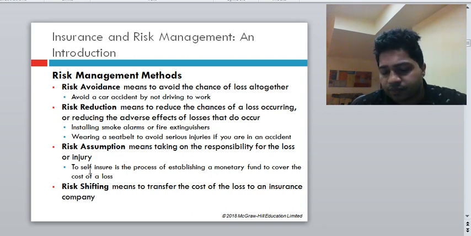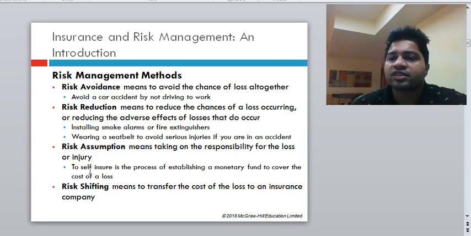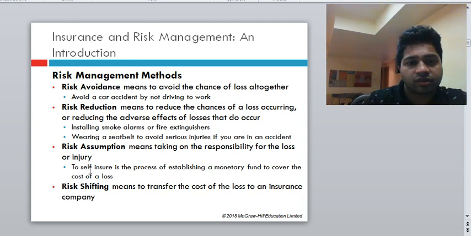So what do I do? I calculate that if I am not there, the financial loss to my family will be around $500,000. So I build a $500,000 corpus and I get self insured. If anything happens to me, they can use that corpus to stay on. Self insurance is the process of establishing a monetary fund to cover the loss of risk. Risk shifting means to transfer the cost of loss to an insurance company by paying a small premium.